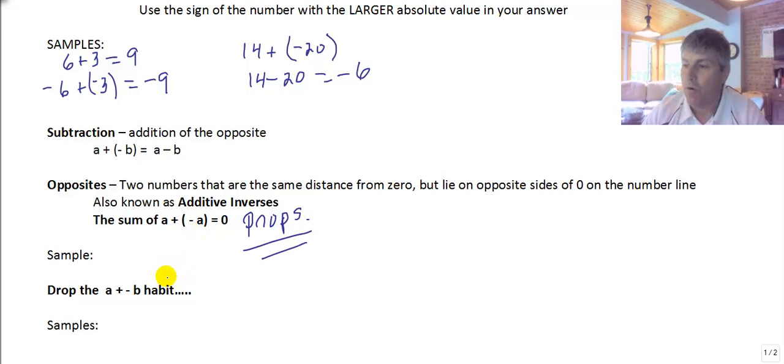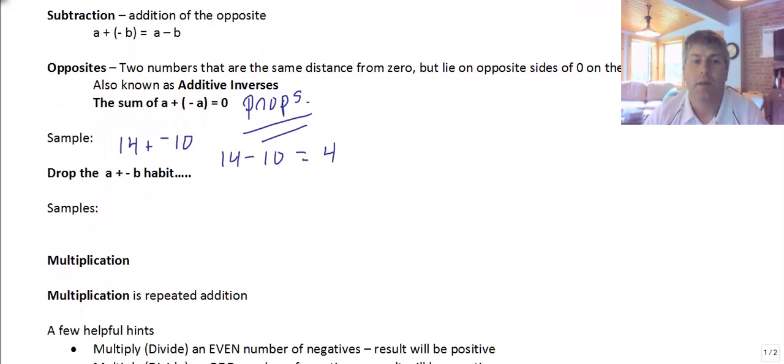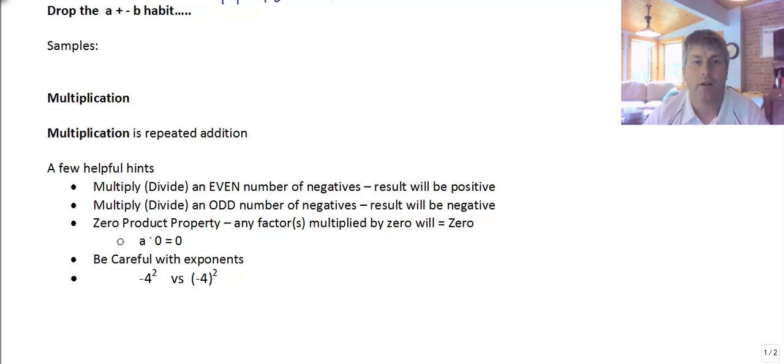Okay? So, for example, if we had 14 plus a negative 10, well, we're going to drop this plus or minus business in high school. I'm going to take off if I see plus or minus. That is simply 14 minus 10, which is 4. Okay, so drop the A plus the opposite of B, have it. Okay, as I say, this is big boy math, so we're not going to do plus or minus anymore.